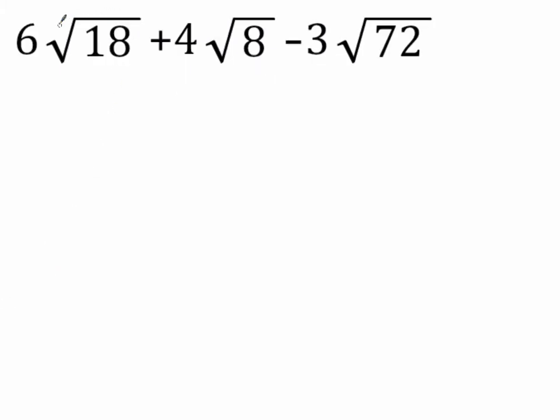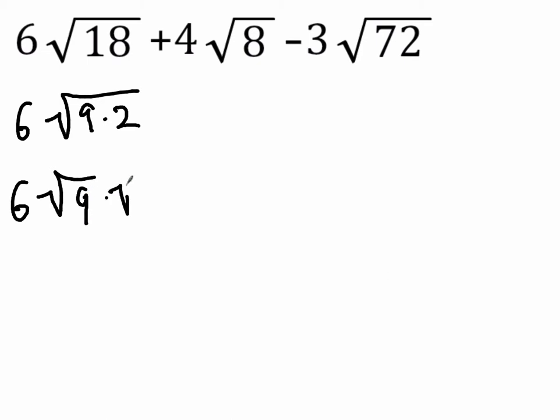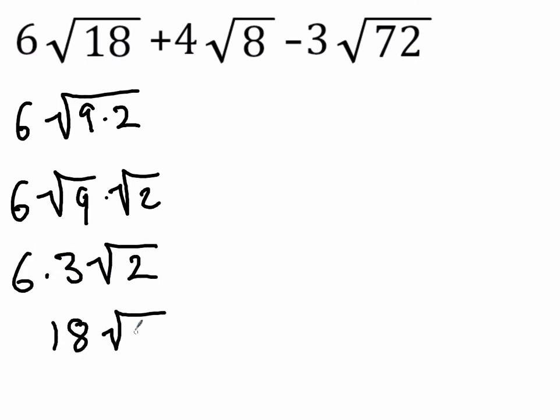Okay, so same index, different radicands, so we can't combine any of these, right? No, because you can actually simplify a few of these. So let's simplify this first. Square root of 18 is the same thing as the square root of 9 times 2, which is the square root of 9 times the square root of 2. And the square root of 9 is 3, so this is the same thing as 6 times 3 times the square root of 2, or 18 times the square root of 2.